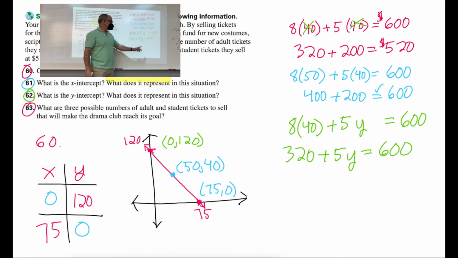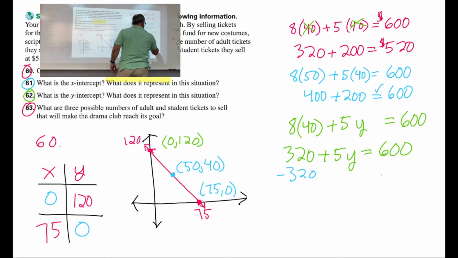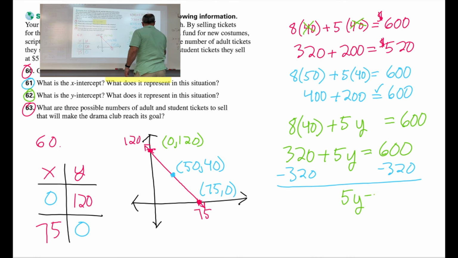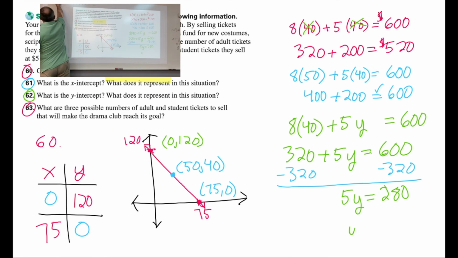And then you know what I'm going to do, Reed? I'm going to solve for y. So you say, okay, what happens if 40 adults show up? Well, then you get $320. How much more money do you need? We're going to find that out by subtracting 320 from both sides. And we're going to get the equation 5y equals 280, right? Yeah, that's what I was going for. And how many times does 5 go into 280? Anyone have a calculator handy? You don't have to know this one off the top of your head. It's 50 something.